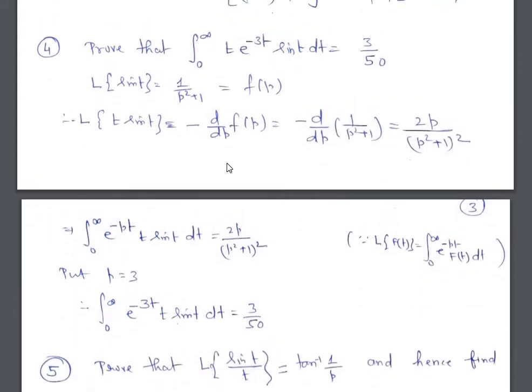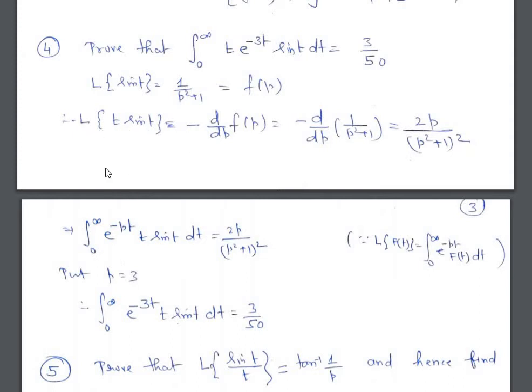Let's take the fourth example. Prove that the integral from 0 to infinity of t into e to the power minus 3t sin t dt is equal to 3 upon 50. So we start with the Laplace transform of sin t, which is 1 upon p square plus 1, which is equal to F(p). Therefore, for the Laplace transform of t into sin t, use corollary 1. We have minus d/dp of F(p), which is minus d/dp of 1 upon p square plus 1. Differentiate it using the quotient rule, we get 2p upon (p square plus 1) whole square.